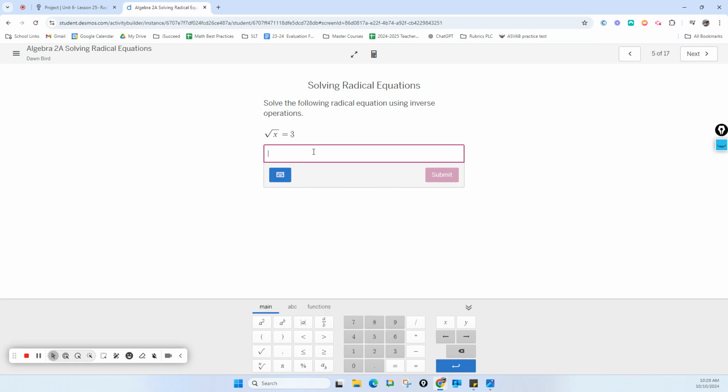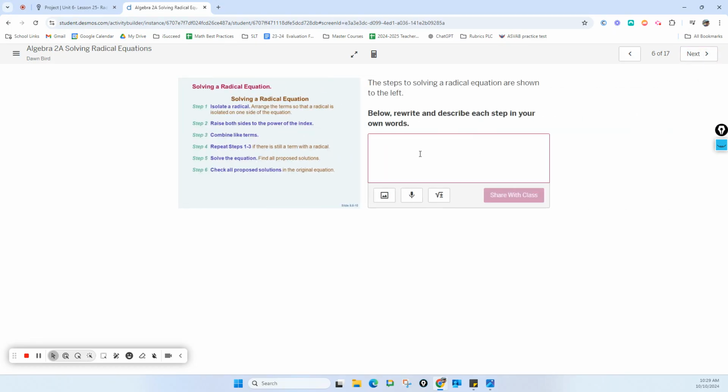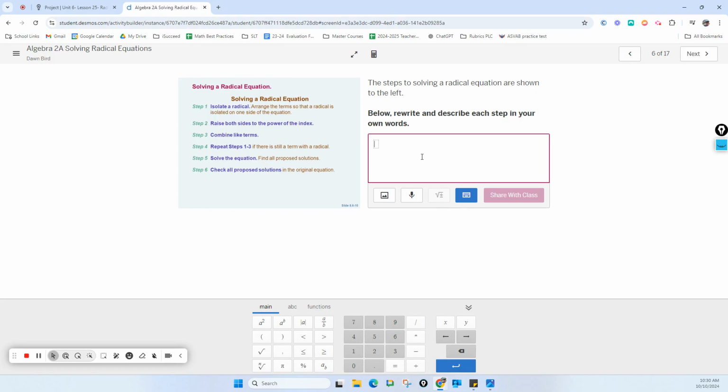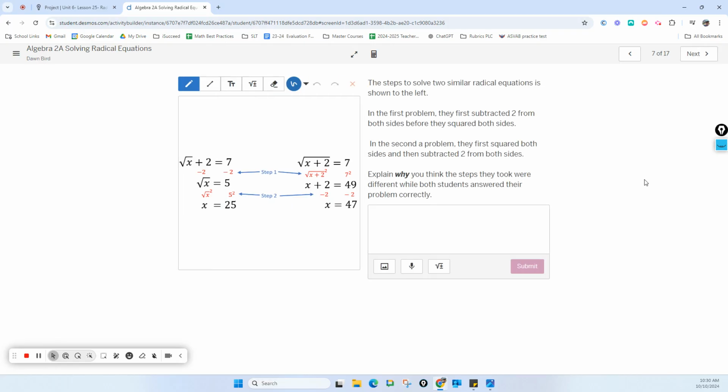So again, we're answering a question using our keypad. It pops up down below so we can use math-specific symbols. Slide 6, again, same thing. We're answering the question. Lots of different ways to answer that question. You can use your audio again. You have your specific math tool down that you can use. Share with class. Click next.